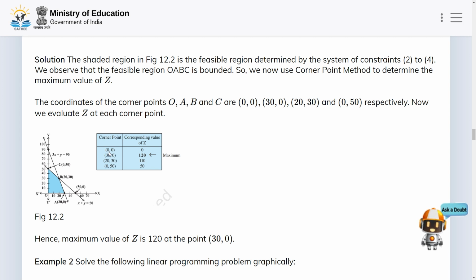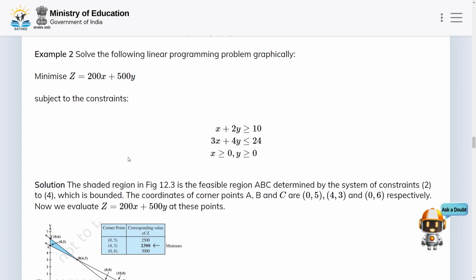Now find the value of the objective function. At O you will have the value 0, at A you will have 120, at B you will have 110, at C you will have 50. You can easily see the maximum value is 120. This means at point A the optimal solution will be (30, 0), where you get your maximum output as 120. The answer will be (30, 0). Clear?